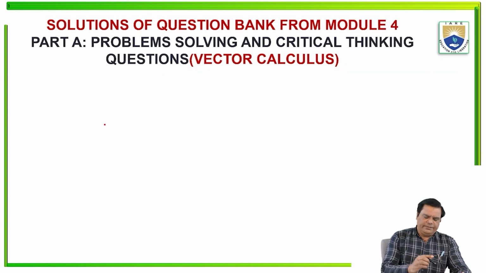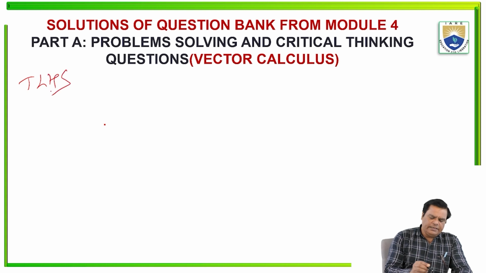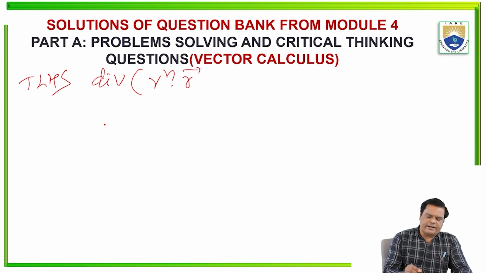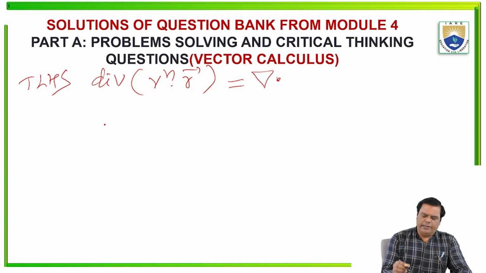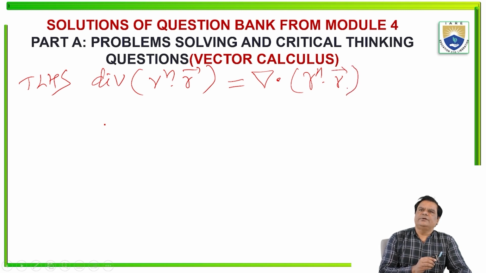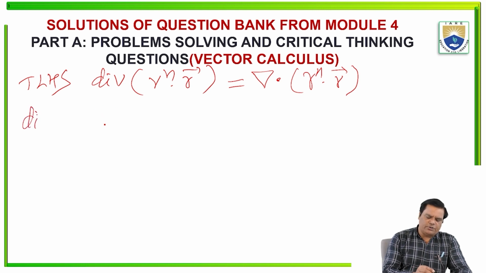In our question, the LHS is given as divergence of r to the power n into vector r. Divergence means del dot, where del is the 3-dimensional differential vector operator. Here r to the power n is a scalar and it multiplies vector r. Now we can write this as divergence of r^n r.